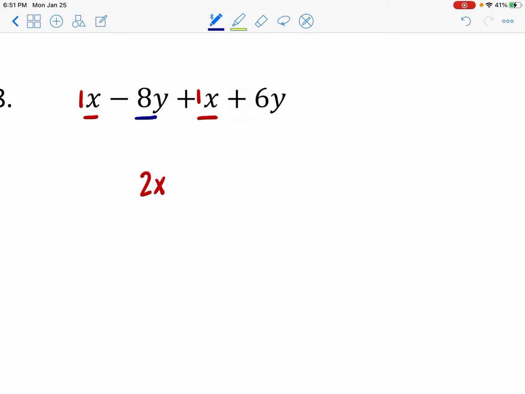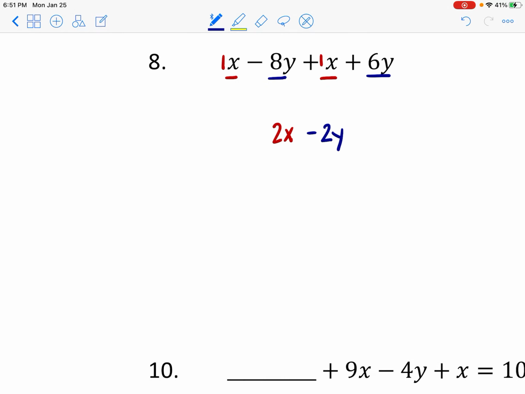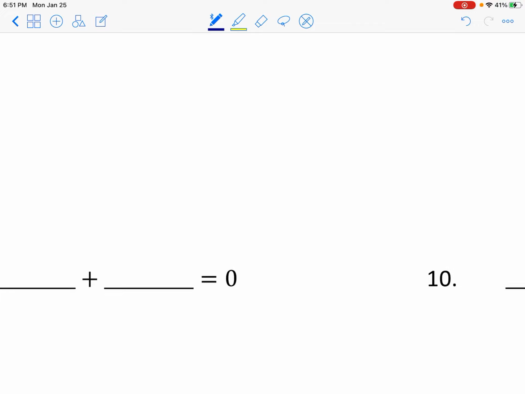And then I can put together these like terms. They have the same variable parts. So a negative 8 and a positive 6. Because they're different signs, the difference is going to be 2, and we're going to keep the sign of the bigger number. And those are y's. So negative 8y plus 6y is negative 2y. And that is as far as I can go with that.